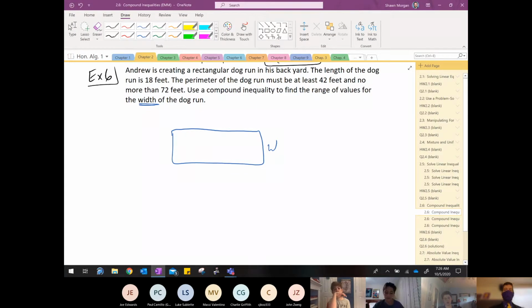Okay. So let's see here. I want to highlight what the info is that they've given me. It says the length of the run is 18 feet. Actually, this is the easier problem. You're welcome, by the way. It's an easier problem than what I thought. So we got 18 is the length. Now, the perimeter of the dog run must be at least 42 feet and no more than 72 feet. All right, so at least 42 and no more than 72, right, means that I need an expression for my perimeter.